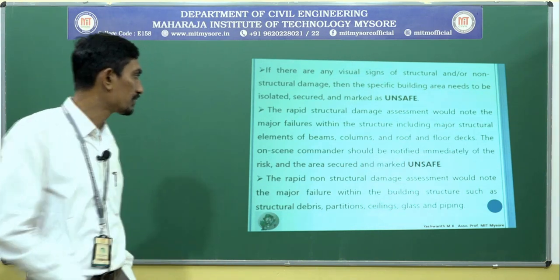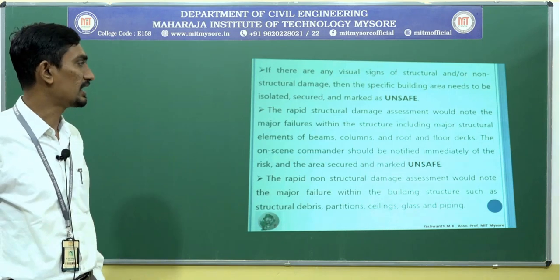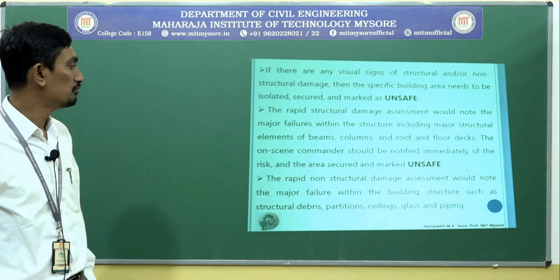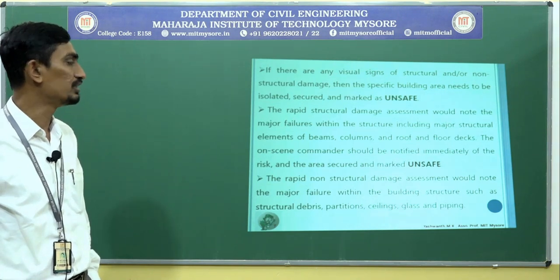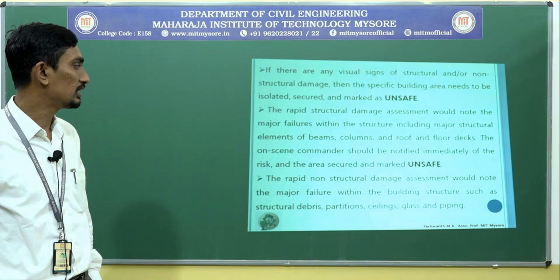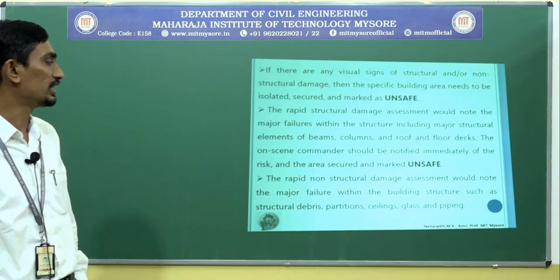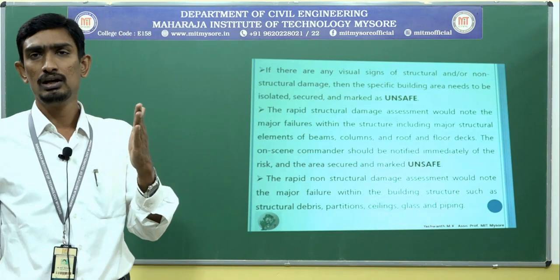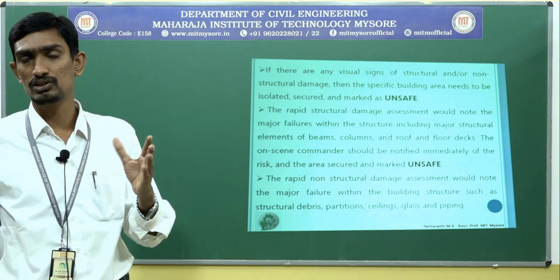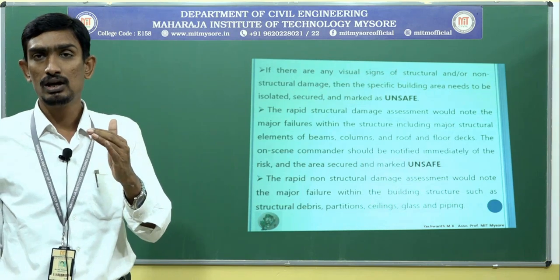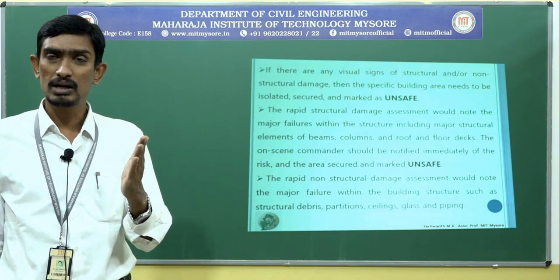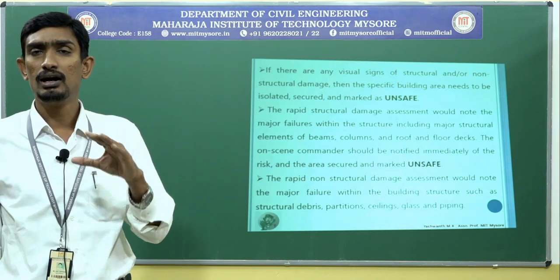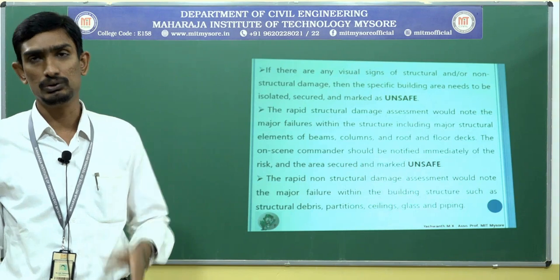Next point, the rapid structural damage assessment would note major failure within the structure, including major structural elements: beam, column, roof, that is slabs, everything. The incident commander should be notified immediately of the risk and area. If the beam is going to fail, that depends upon the extent of damage, how much it has been deflected, how much the column has leaned, how much the slab has been deflected. All those things you need to analyze and give the conclusion.